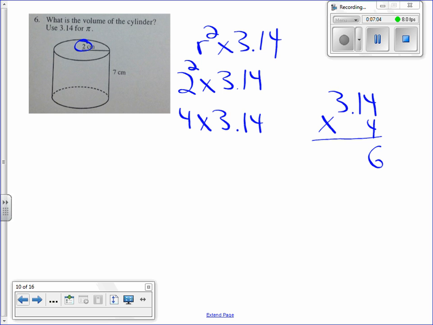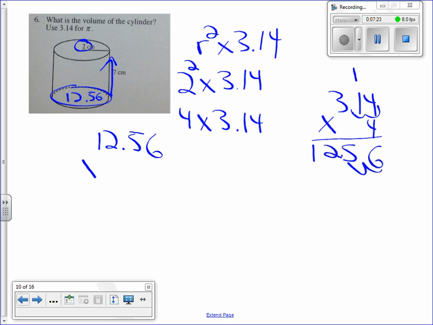4 times 4 is 16. 4 times 1 is 4, plus 1 is 5. 4 times 3 is 12. Move the decimals. So the area of my base is 12 and 56 hundredths. Now, since I know the area of the base, I multiply it by the height.